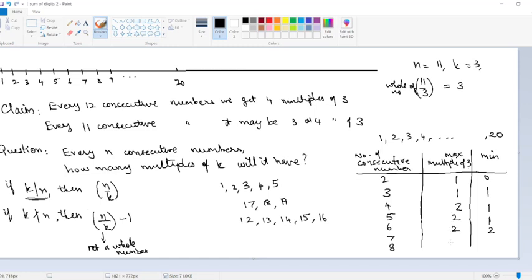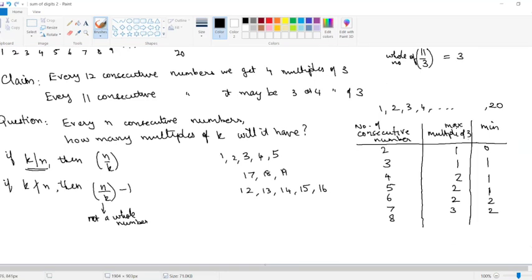Okay. 3, 2 for 7. 3 is there, maximum. Minimum is 2. 1, 2, 3, 4, 5, 6, 7, 8. So 3 and 2, same thing. Now, as soon as you reach 9, another multiple of 3, you hit the next maximum, and minimum becomes the same. So 12 will become 4, 4.